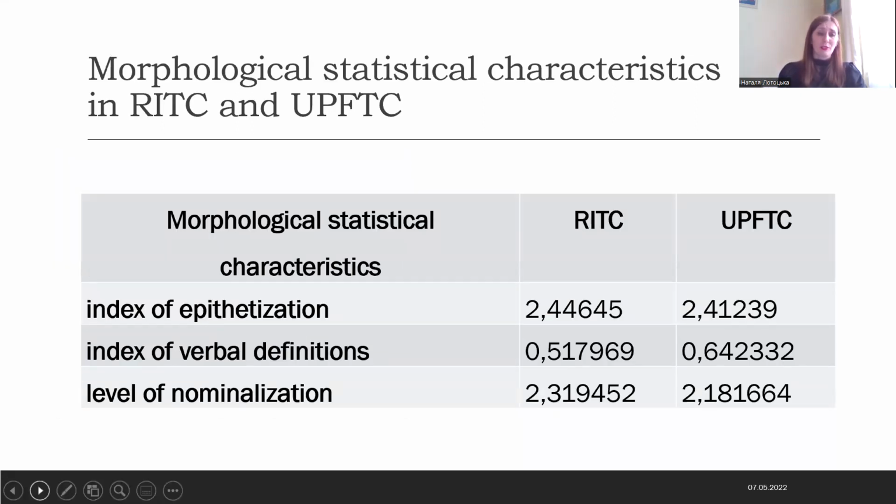The study of Roman Ivanychuk's idiolect at the morphological level presents morphological statistical characteristics, such as the index of epithetization, the index of verbal definitions, and the level of nominalization. The data in this table indicates that the number of adjectives per noun in Roman Ivanychuk's text corpus is higher than in the Ukrainian prose fiction text corpus. The ratio of adverbs to verbs demonstrates a higher number of verb collocations in Roman Ivanychuk's text corpus than in the Ukrainian prose fiction text corpus. This data serves as an idiolect peculiarity.